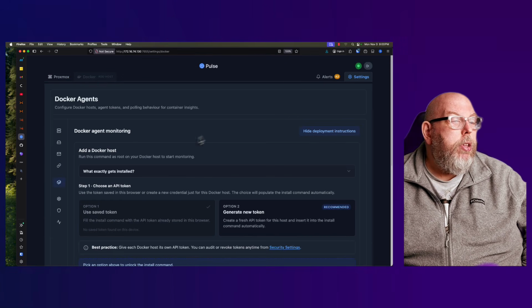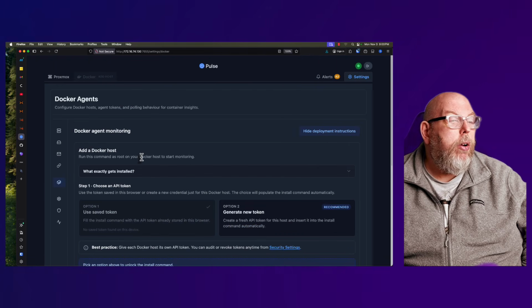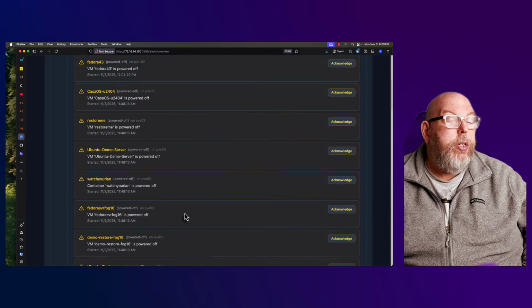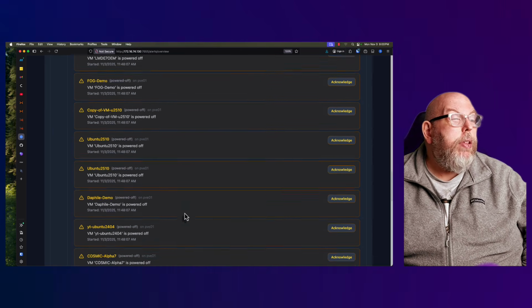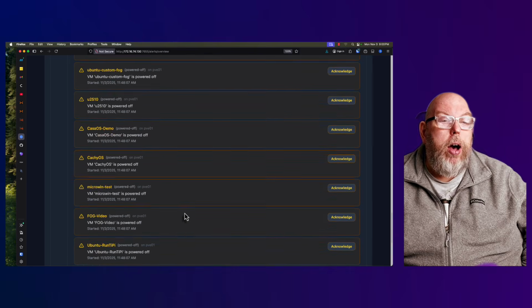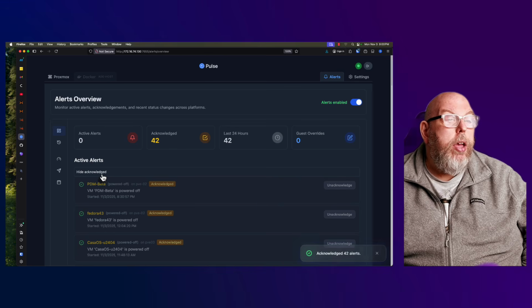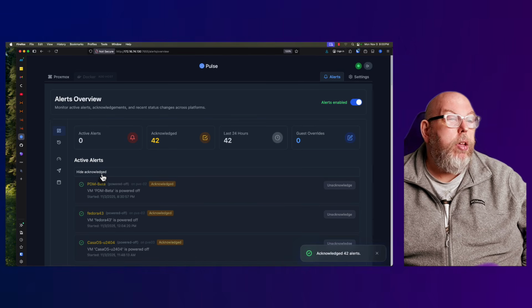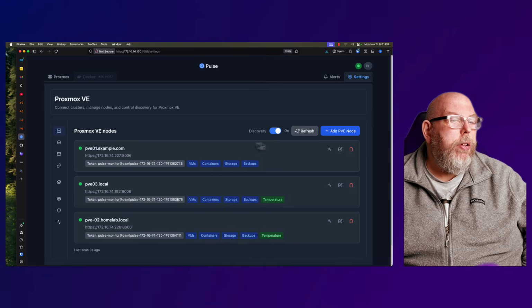In addition, you've got monitoring for Docker, which I don't have any Docker hosts currently configured. You get alerts over here. This is mostly telling you when things are powered off or when there are errors. Most of this is me powering stuff off and deleting VMs that I don't need. In preparation for today, I changed out a disk in the PVE02 host. We've got settings.